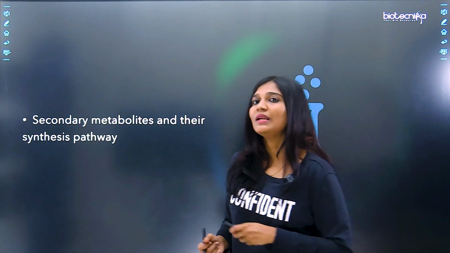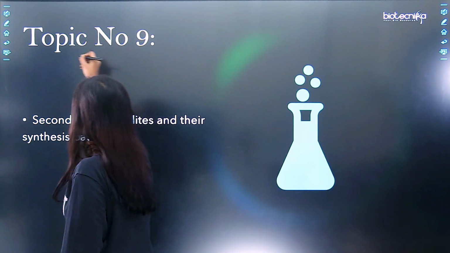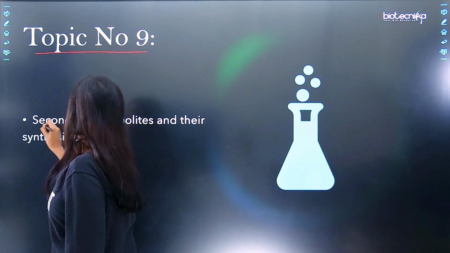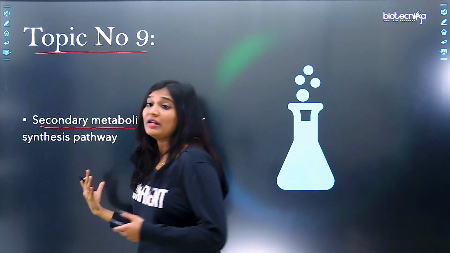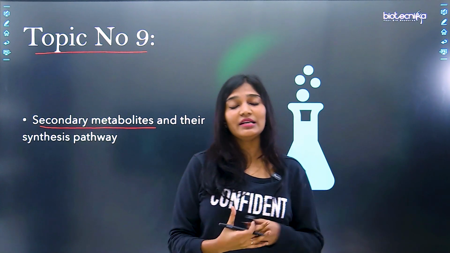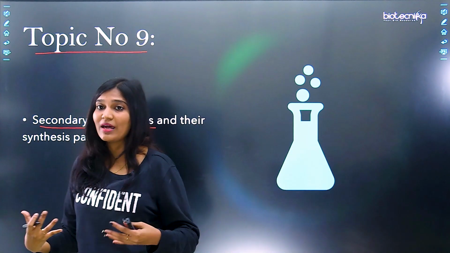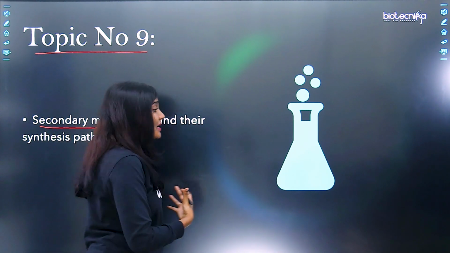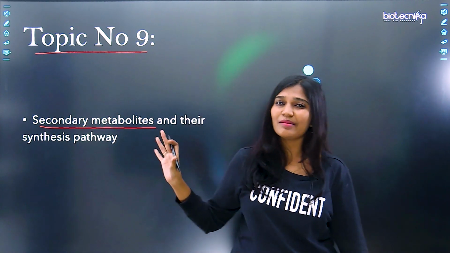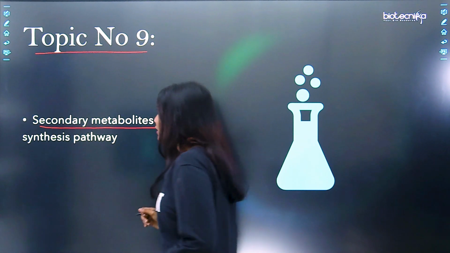Okay. The next one, topic number 9. The next one is going to be secondary metabolites. We'll already be talking about terpenes, right? So there can be questions on terpenes, phenols, and how their pathways take place and how they are synthesized. That is going to be some amount of things that you will get in this topic.